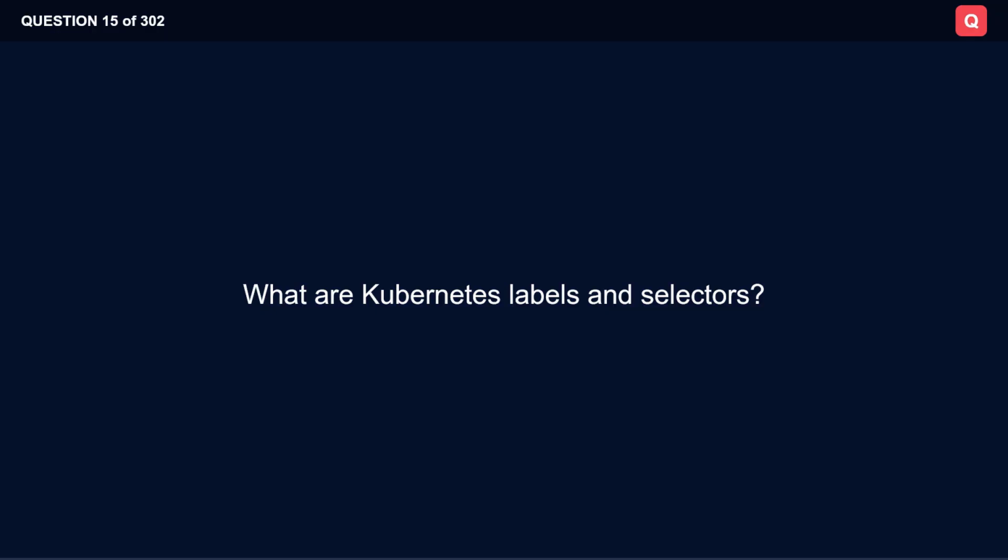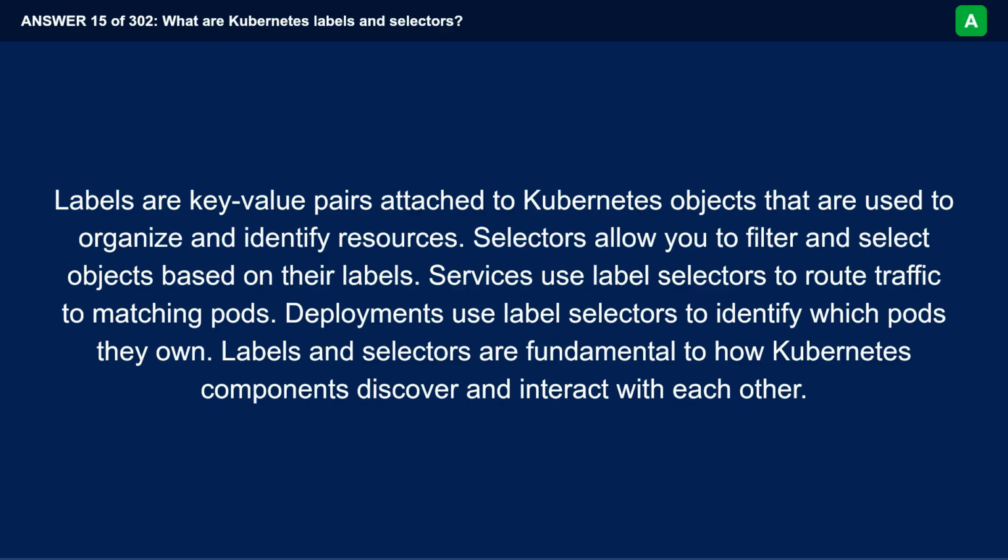What are Kubernetes labels and selectors? Labels are key value pairs attached to Kubernetes objects that are used to organize and identify resources. Selectors allow you to filter and select objects based on their labels. Services use label selectors to route traffic to matching pods. Deployments use label selectors to identify which pods they own. Labels and selectors are fundamental to how Kubernetes components discover and interact with each other.